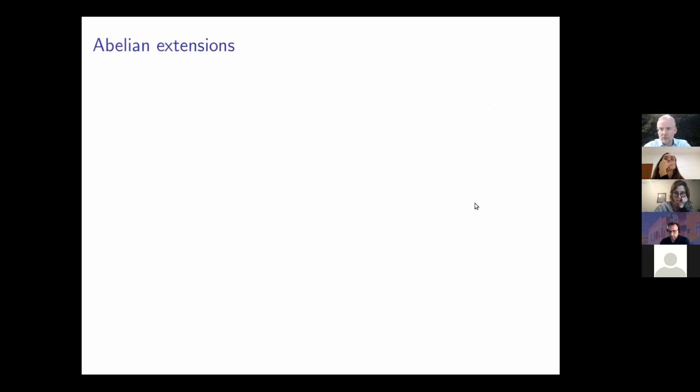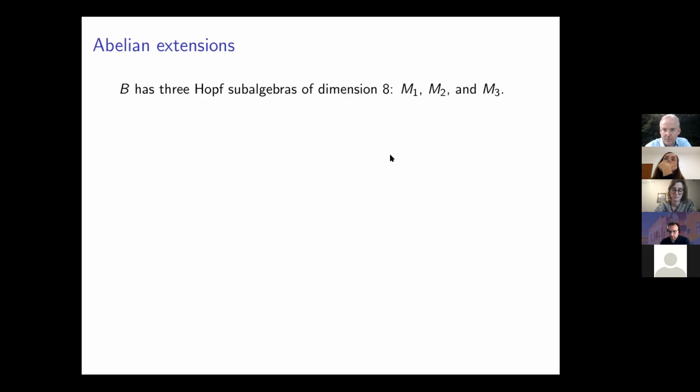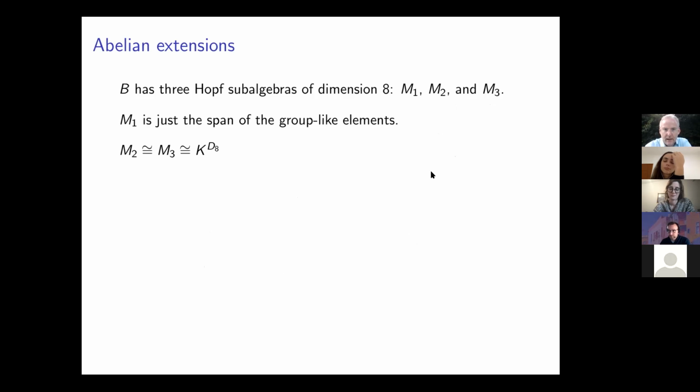But as I said, these two extensions are not abelian, but you can construct B as an abelian extension. Here's how it goes. B has 3 sub-Hopf algebras of dimension 8, which we denote by M1, M2, and M3 because we are not very creative. M1 is just the span of the group-like elements. There are 8 group-like elements. The other 2 are isomorphic to the dual group ring of the dihedral group of order 8.